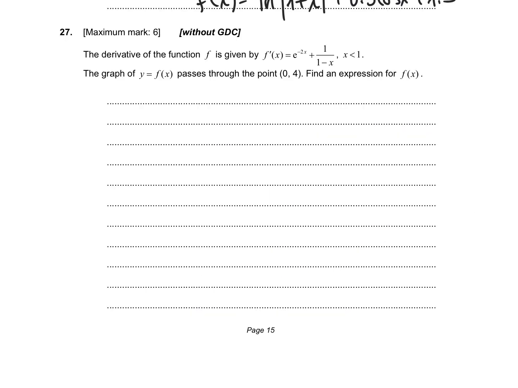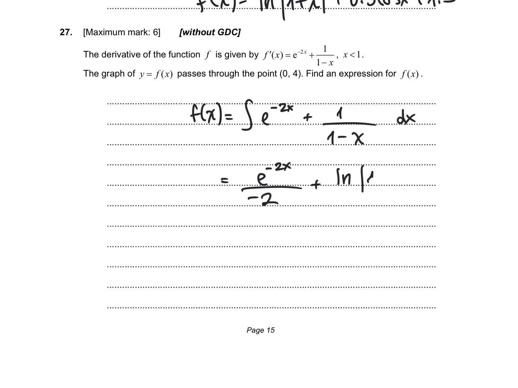All right, the derivative of the function f is given by that. The graph passes through that, so we're doing the integral again, e to the negative 2x plus 1 over 1 minus x dx. So here, e is e, but we have to just divide by the derivative of the inside function.